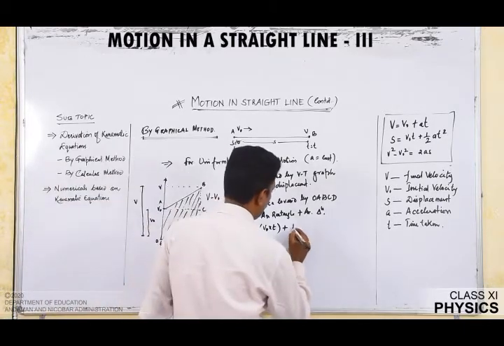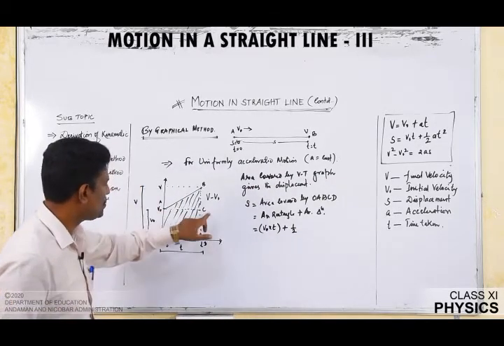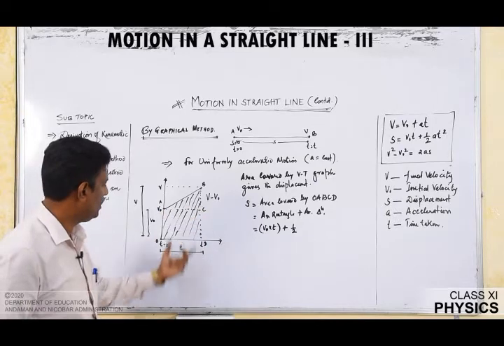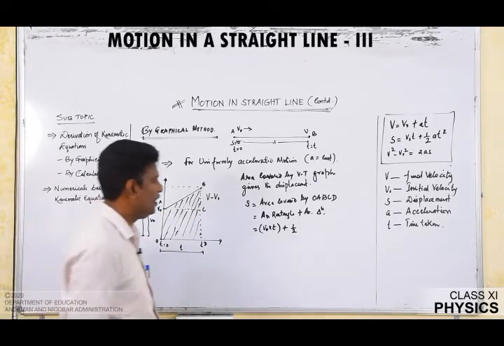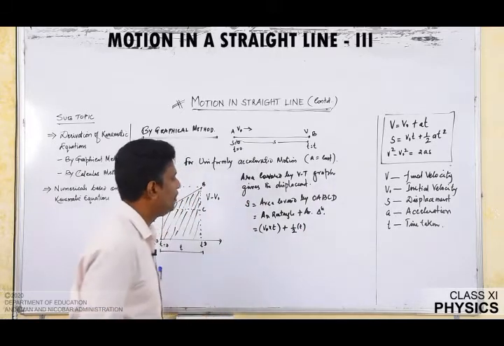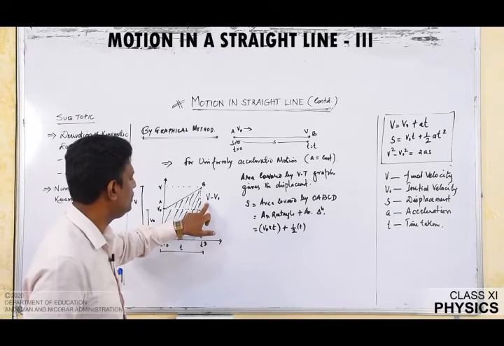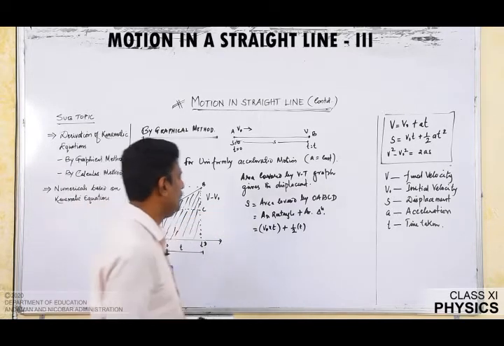plus area of triangle is half base into height. So, half, what is base here? AC is the base which is equivalent to T. So, we can write T, and what is the height? BC is the height, and we know that BC is V minus V naught.